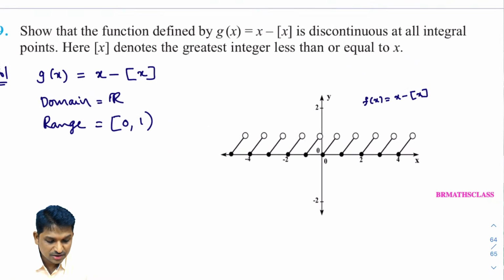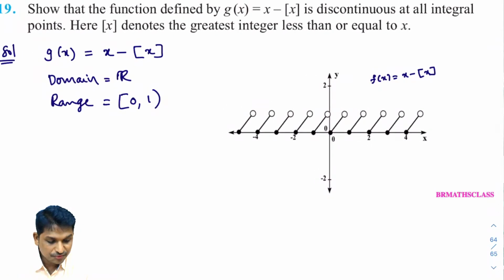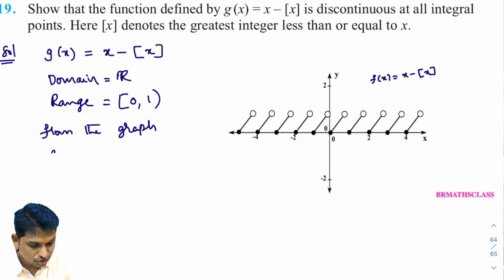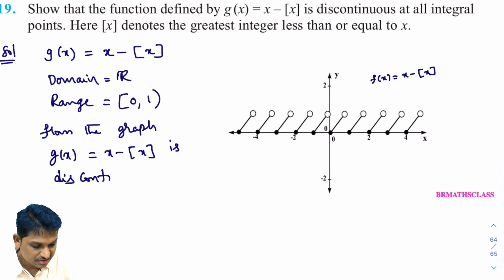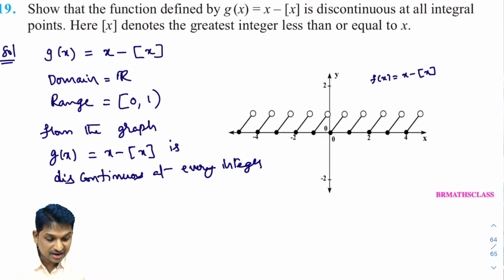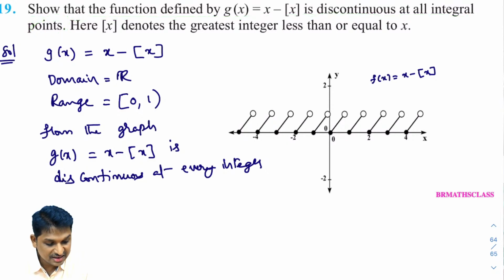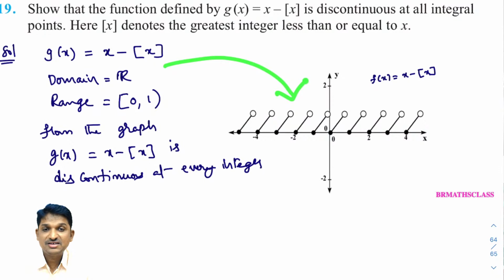Correct or not? Yes. So what I'll write here, from the graph, g of x, which is x minus step x, is discontinuous at every integer. They are asking to show that this function is discontinuous at all integer points. To say this, I drew the graph. From the graph we can say that there is a gap at every integer. That's why this is discontinuous.